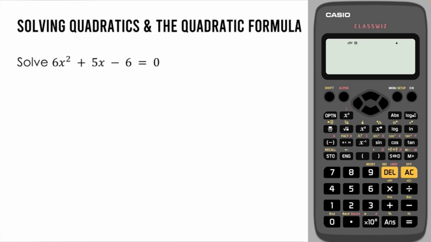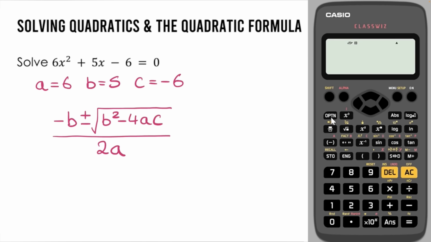Okay, so looking at solving quadratics using the quadratic formula. Now when you're on a calculator paper, even if a quadratic does factorise, it doesn't mean that we can't use the quadratic formula. So here the first thing we want to do is label the values of a, b and c. So a is 6, b is 5, and c is negative 6.